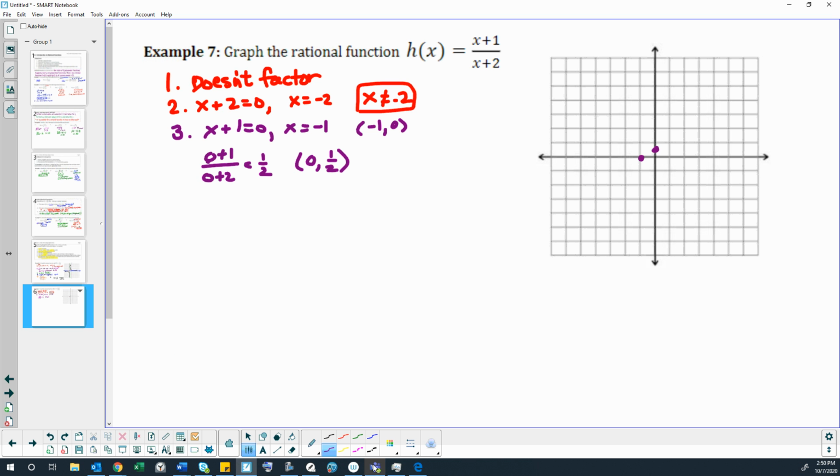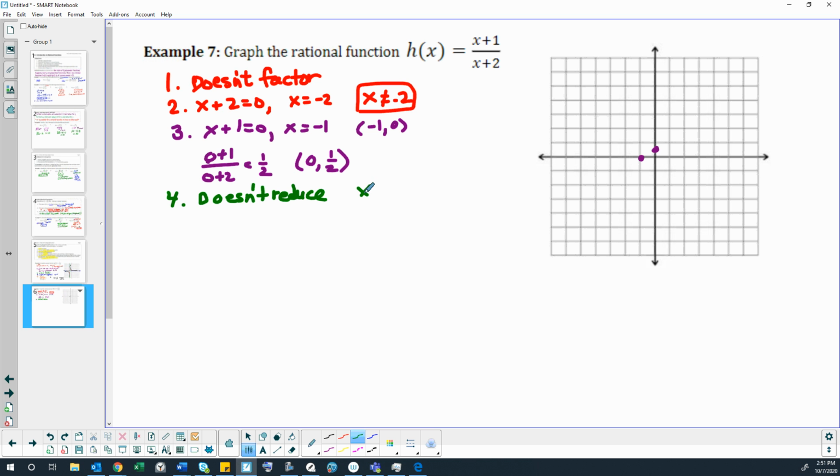Okay, next, item 4 is our vertical asymptote. First, we make sure we reduce, so I'm just going to say it doesn't reduce. Kind of mushed all that together.